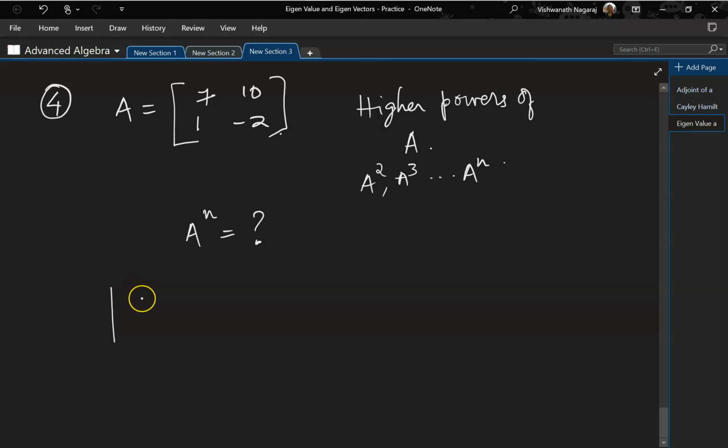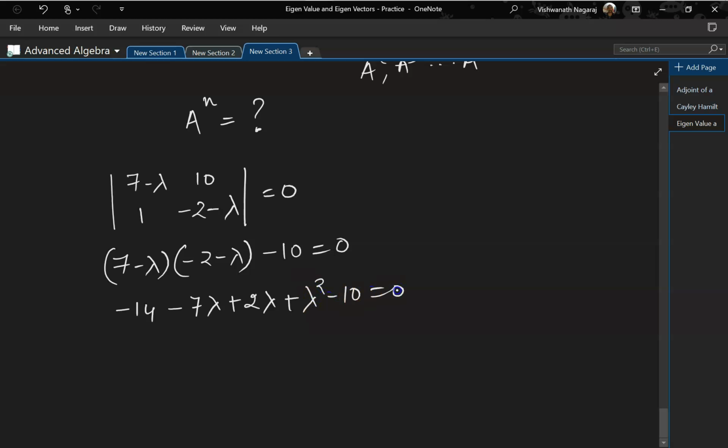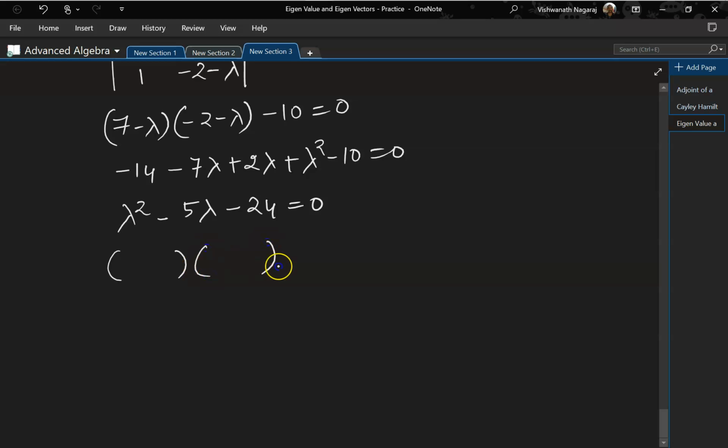So we start off with figuring out the characteristic equation. So 7 minus lambda, 10, 1 and minus 2 minus lambda equal to 0. So this would be 7 minus lambda times minus 2 minus lambda minus 10 equal to 0. This comes to minus 14 minus 7 lambda plus 2 lambda plus lambda square minus 10 equal to 0. So lambda square minus 5 lambda minus 24 equal to 0. If we factor it, we get lambda plus 3 and lambda minus 8, which means lambda is equal to minus 3 and 8.